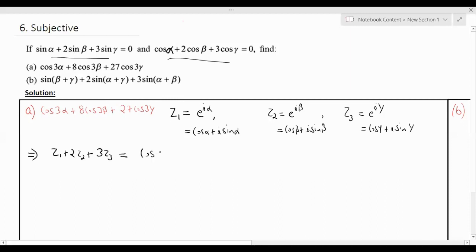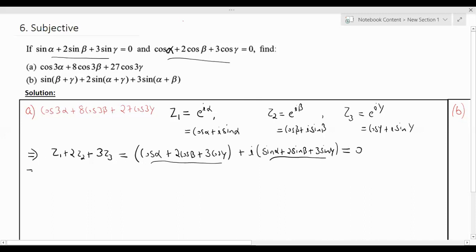So what do we have? The first term will become cos alpha, the real part of the second term will become 2 times cos beta, and the third term will be 3 times cos gamma. So the real part of this LHS will be cos alpha plus 2 cos beta plus 3 cos gamma. Now the imaginary part is i times sine alpha plus 2 times sine beta plus 3 times sine gamma. Observe that both these terms are given to us as 0. This term is 0 as well as this term is 0, so this will be equal to 0.